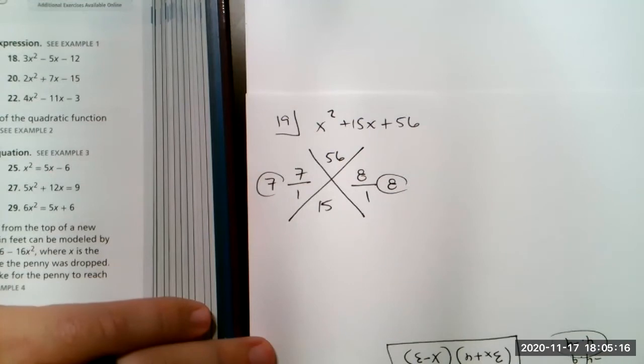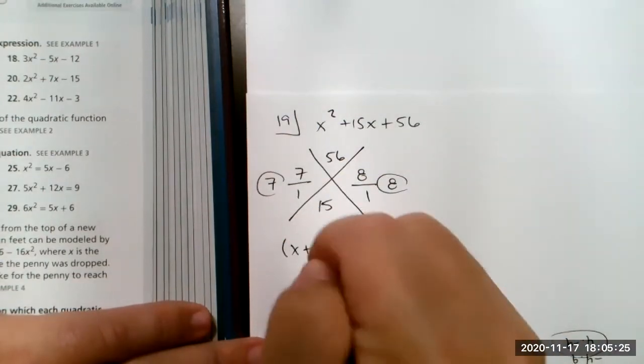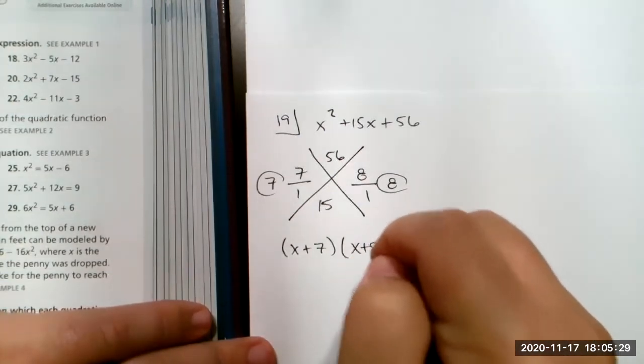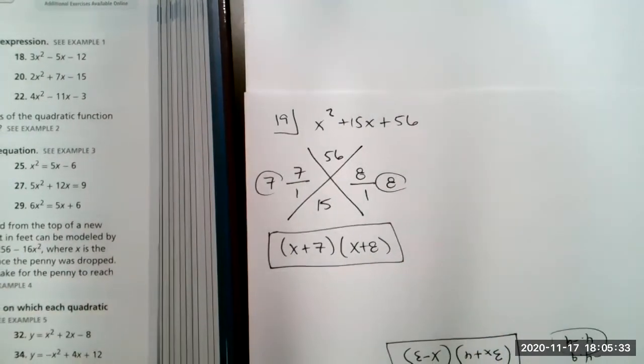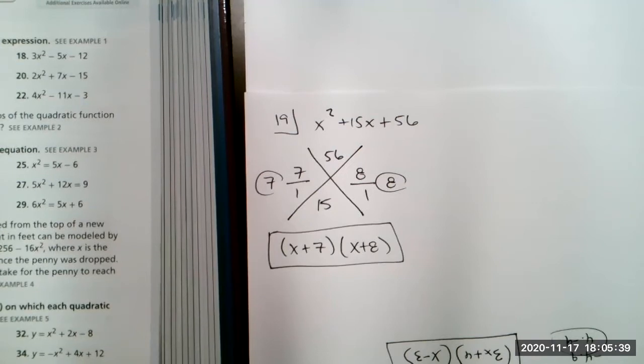So now I am ready to write this as a set of factors, the set of parentheses. This is a positive 7, so it's going to be x plus 7. This is a positive 8, so it's going to be x plus 8. So you can see how that was a bit quicker, right? It's got fewer steps than the box and cross. Some people have just been taught box and cross, so they stick with it because they're familiar with it. This slide divide bottoms up actually works pretty well.